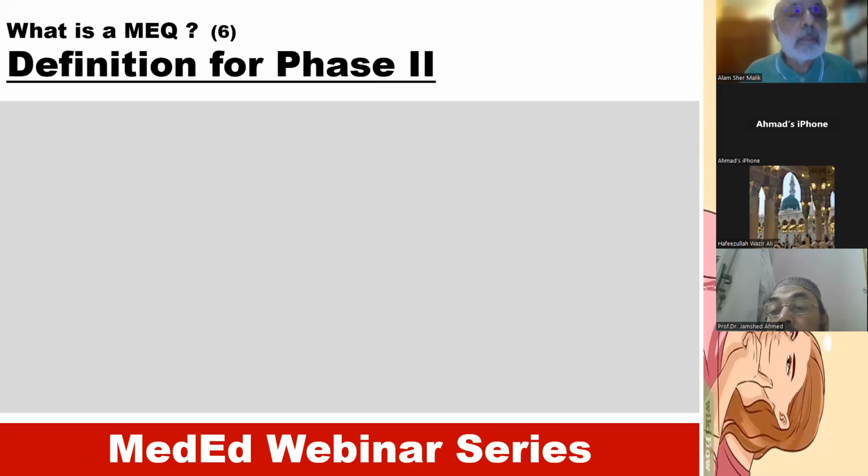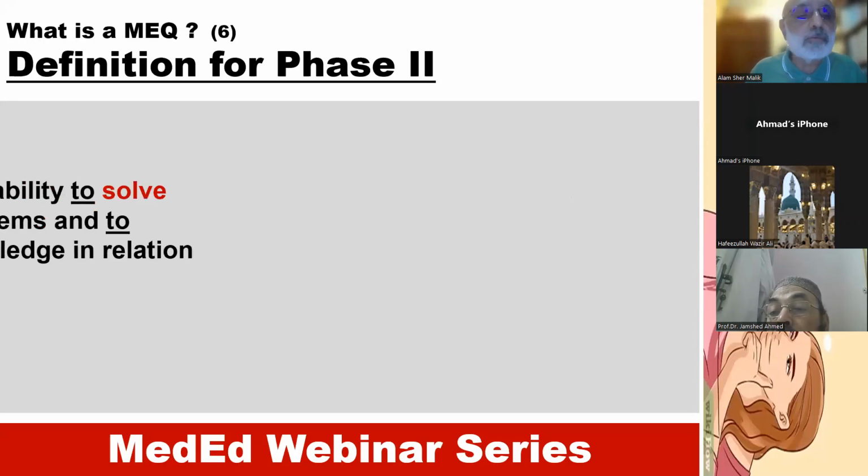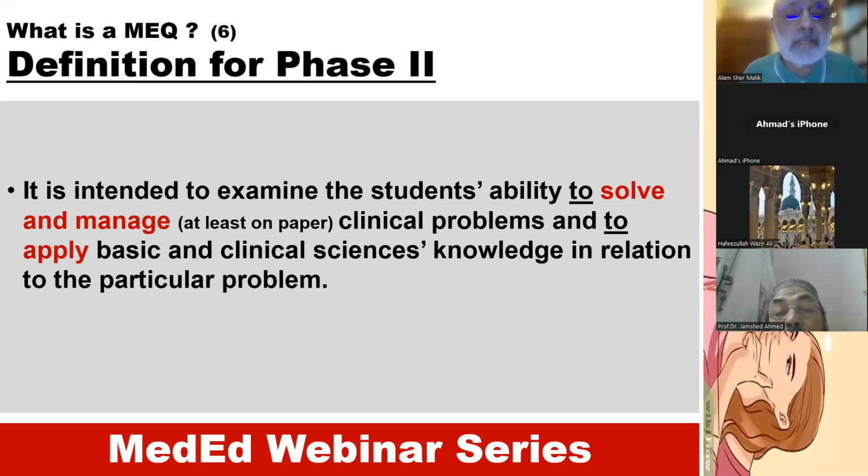Whereas the definition for phase 2 would be that it is intended to examine the student's ability to solve and manage clinical problems. So it would be advanced level for phase 2 students, and to apply basic and clinical sciences knowledge in relation to the particular problem. So fundamentally, we are looking at the student's ability to apply their knowledge of basic sciences, basic clinical sciences, to solve a particular problem.